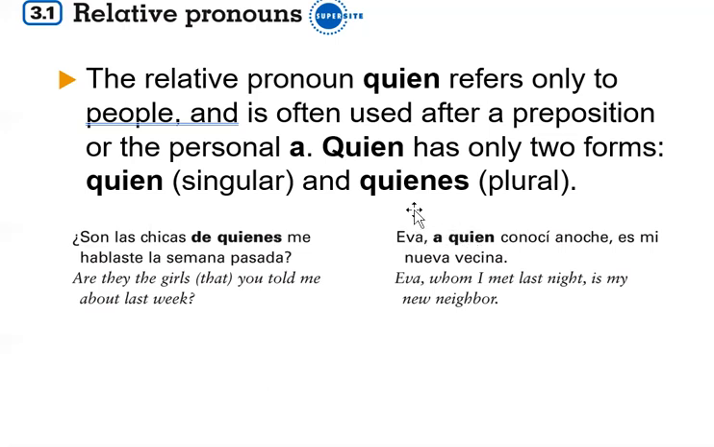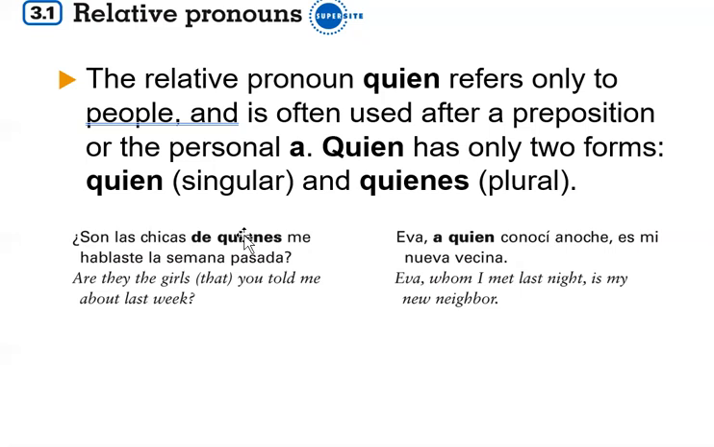Now, if I made this plural and I said Eva y Paulina, a quienes conocí anoche. So I met two people yesterday. That would be plural, a quienes. We would have that with the plural form. Now, you'll see quien is often used after prepositions.